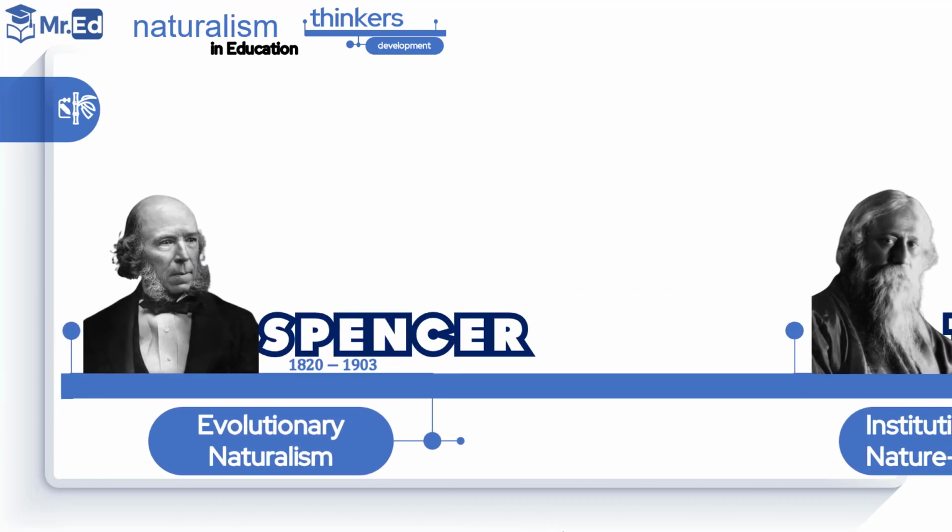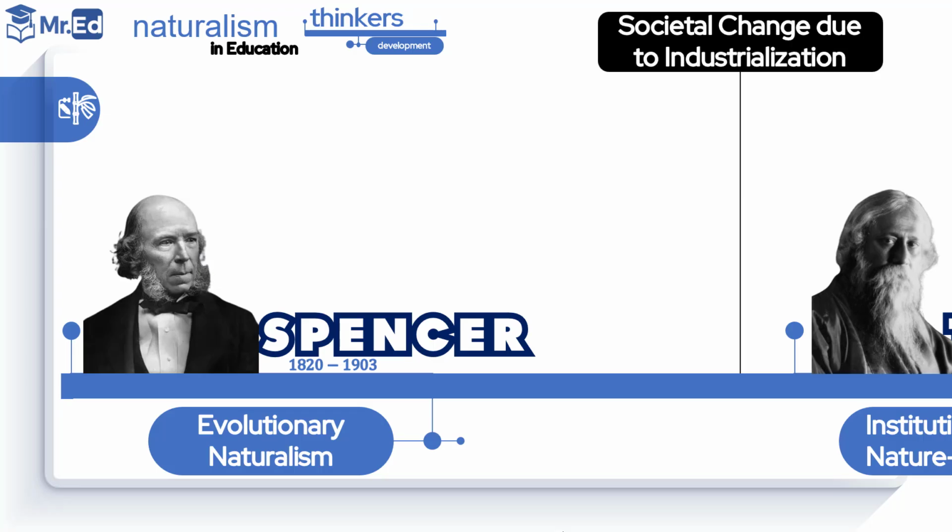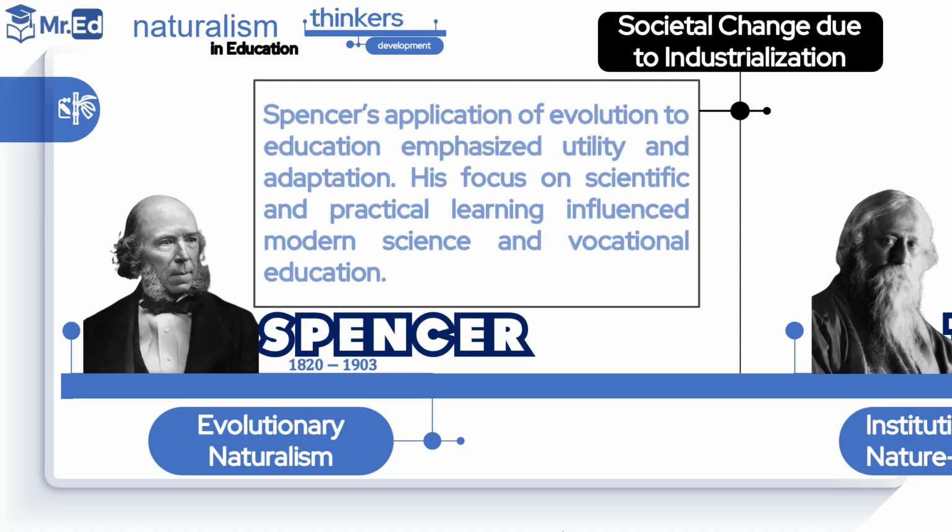The next one is Herbert Spencer, an English philosopher and social theorist who applied evolutionary principles to education. His contributions arose during the industrial era when education needed to adapt to societal change while remaining child-centered. Spencer's application of evolution to education emphasized utility and adaptation. His focus on scientific and practical learning influenced modern science and vocational education.